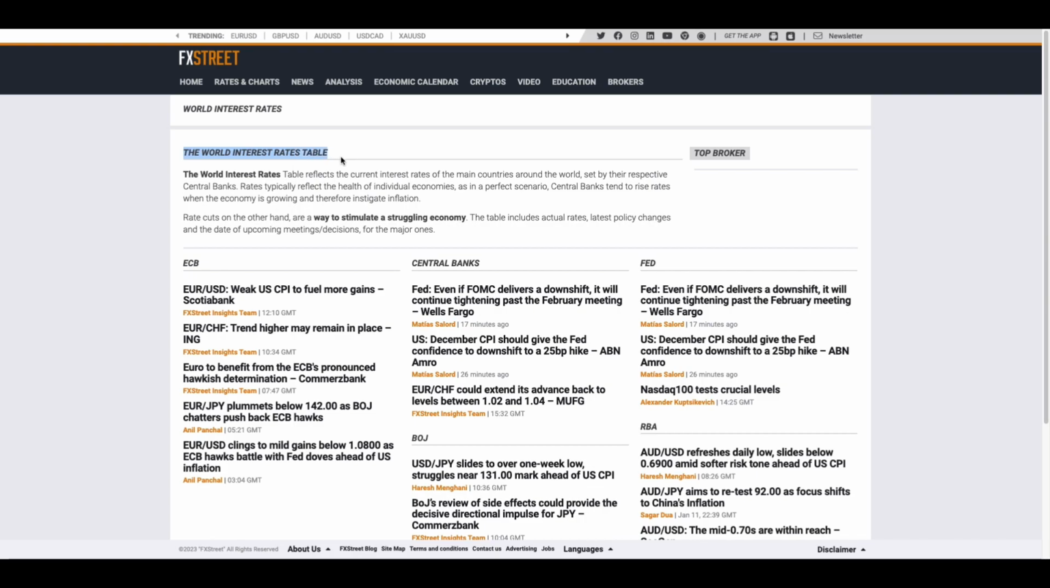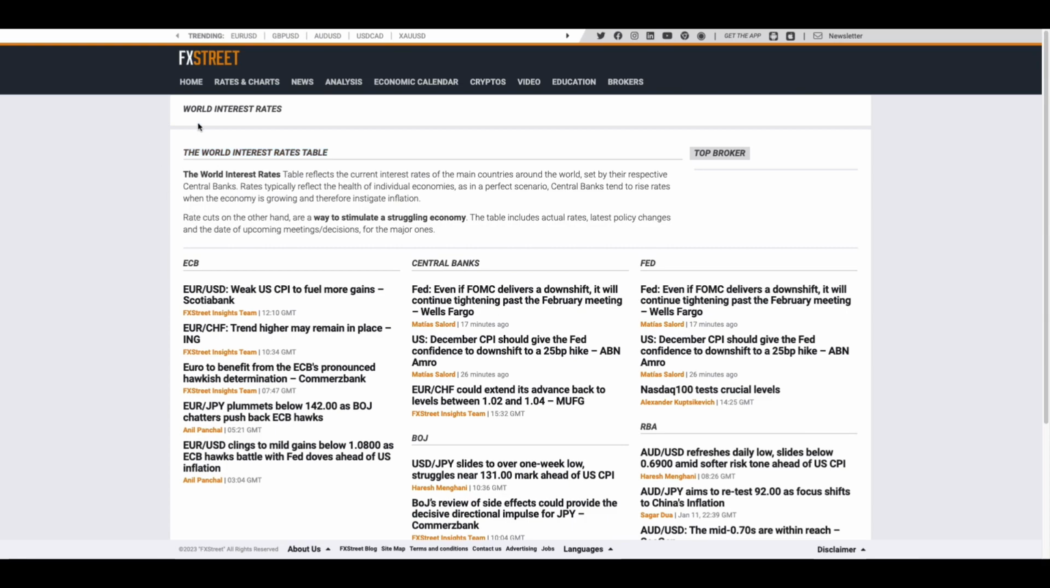The world interest rate table. The world interest rates table reflects the current interest rates of the main countries around the world, set by their respective central banks. Rates typically reflect the health of individual economies. In a perfect scenario, central banks tend to raise rates when the economy is growing and therefore instigate inflation. Rate cuts, on the other hand, are a way to stimulate a struggling economy. The table includes actual rates, latest policy changes, and a date of upcoming meetings and decisions for the major ones.